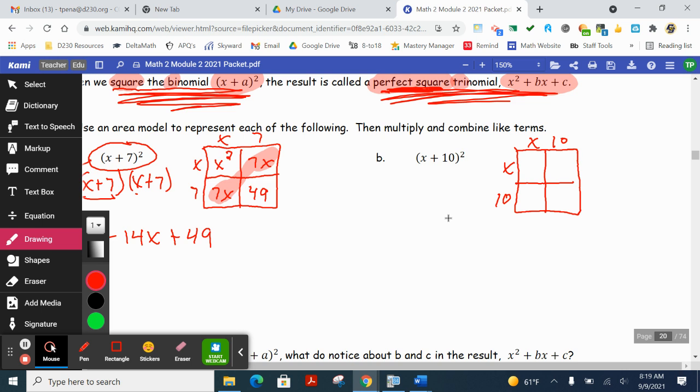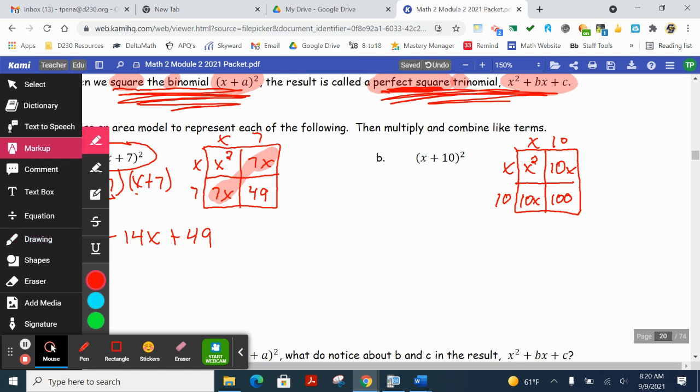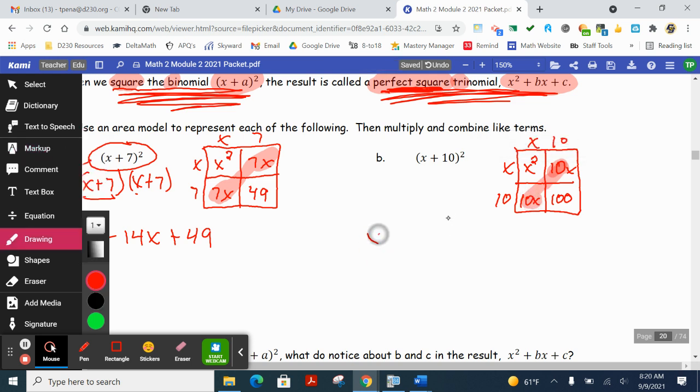All right, Jake, what do we have for this corner right here? X squared. Good. Upper right-hand corner, 10x. This corner, 10x. And the bottom right, 100. Good. All right, so if we're just finding the area of each of those, x squared, and then we get two 10x's, we get 100. Again, these are like terms. So as we simplify this, add them all up, the x squared would be by itself. 10x and 10x added together is a 20x, and then plus a 100.